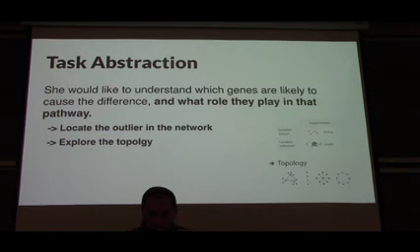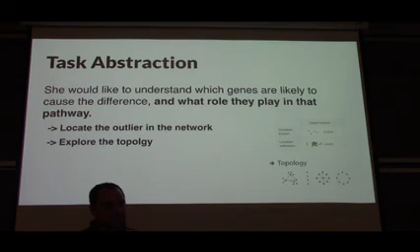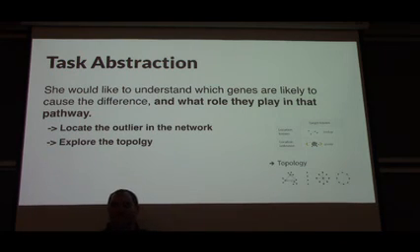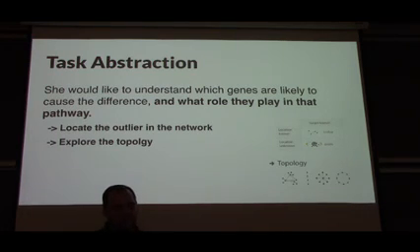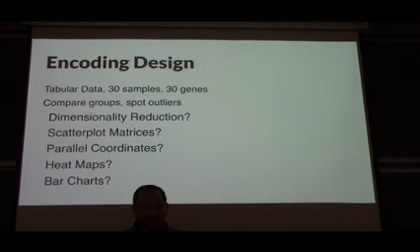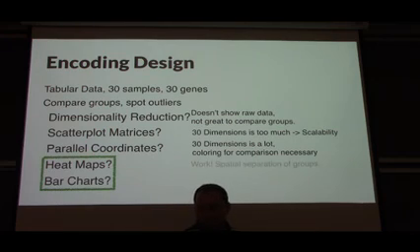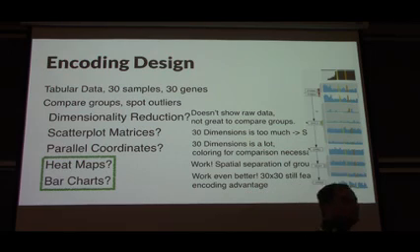And then for the task abstraction, the second question is, what role do the genes that are affected play in a pathway? To do that, we would have to locate the outlier in the network and then explore the topology. So first we have to find the gene that has this pattern, and then we have to see where it is in this larger network, right? And this is the topology exploration task. And so what visualization techniques would be suitable for that? What other graph visualization techniques, the big classes?